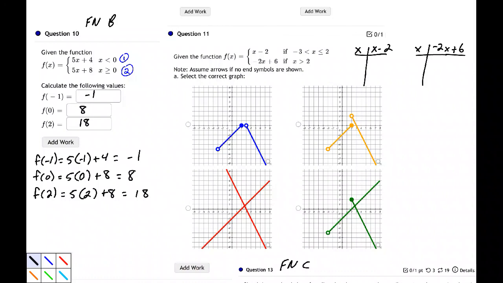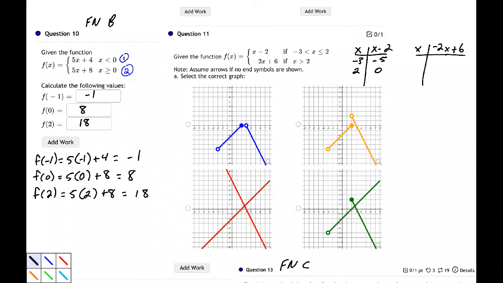So the first one, the x minus 2, was if negative 3 is less than x, is less than or equal to 2. So I'm going to use both of those endpoints. I'm going to choose x of negative 3 and x of 2. Now, because those values fit for that branch, I'm going to plug those into x minus 2. So this would be negative 3 minus 2, that's negative 5. And 2 minus 2, which will be 0.